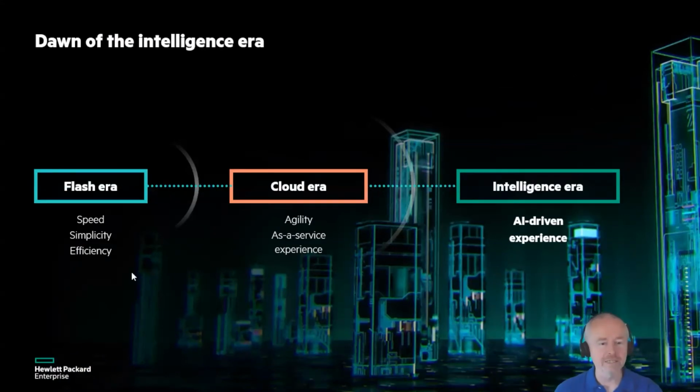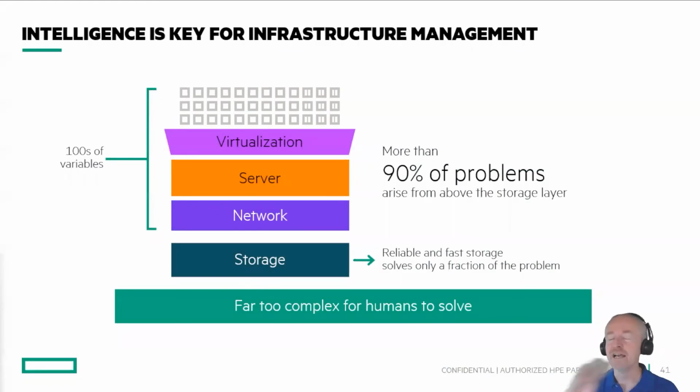Already more than 10 years, we are in the flash era. All flash arrays is common these days. Everybody talks about the cloud era. Well, Mr. Customer, you should know that AI is everywhere. Artificial intelligence to help you make decisions, just like Waze is doing. That's what we call the intelligence era. And you will see that intelligence everywhere inside the HPE portfolio.